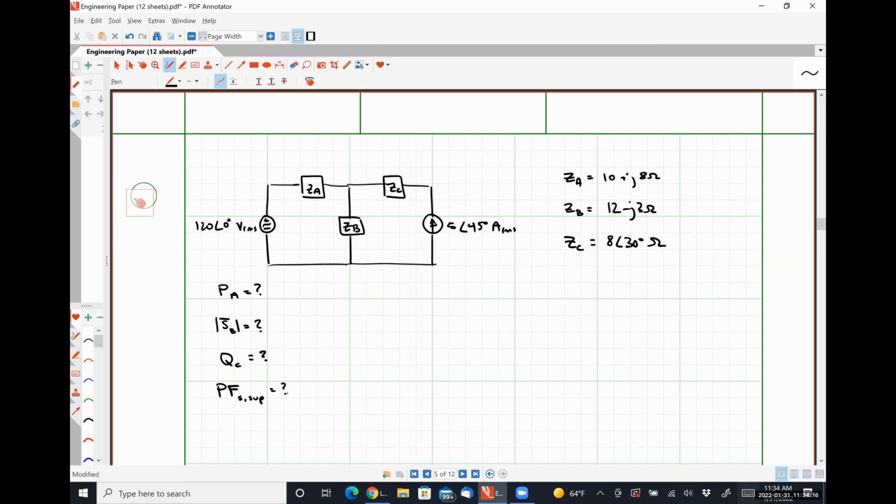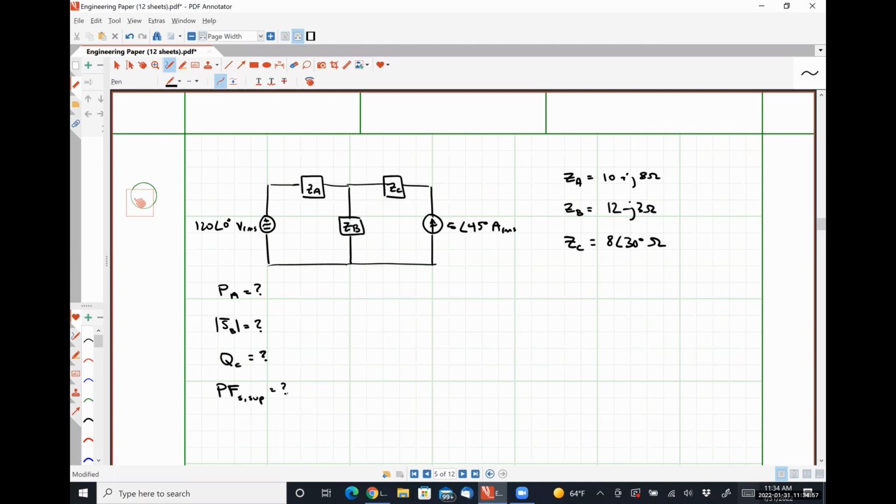If we want to use our simple relationship, complex power is equal to the RMS phasor voltage V times the complex conjugate of the RMS phasor current I, we would have to know literally the RMS phasor voltage drop and RMS phasor current flowing through every element. So that would be 10 pieces of information, of which we're given 2. I would argue that's a bit tedious.